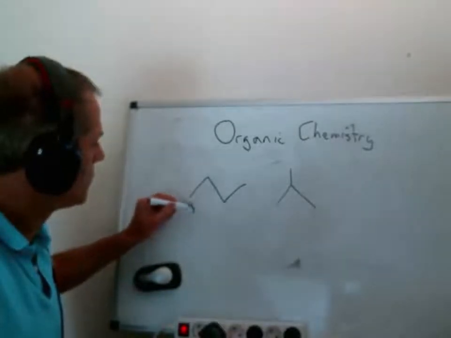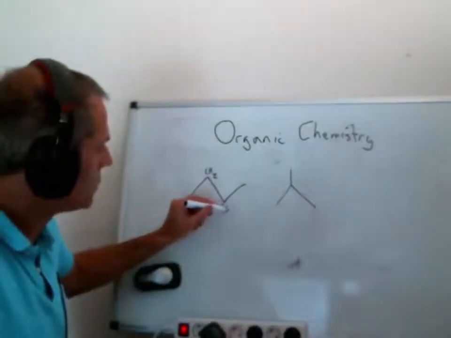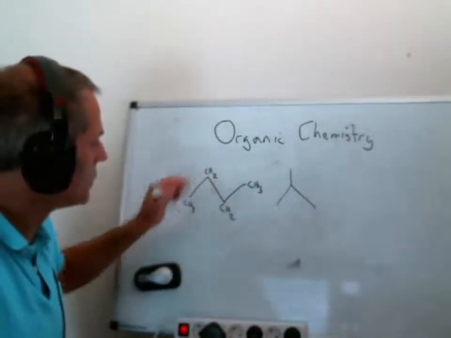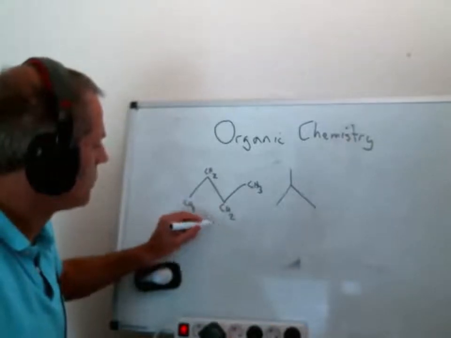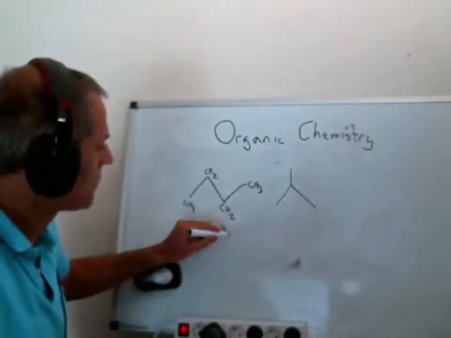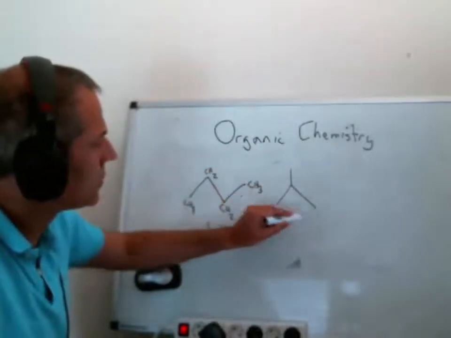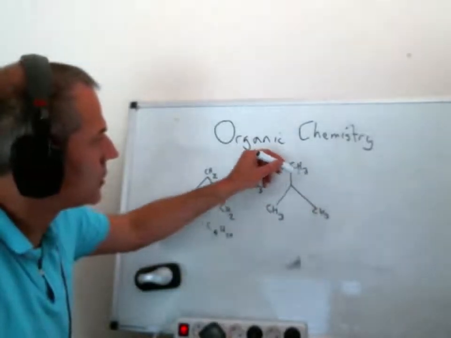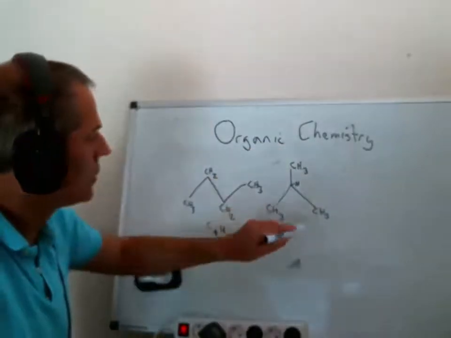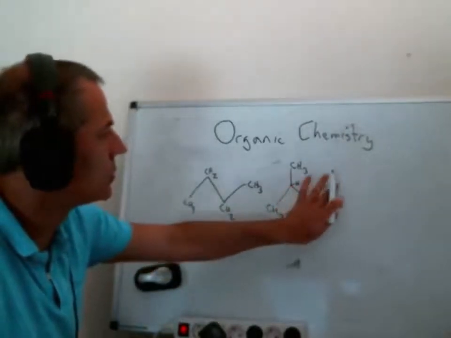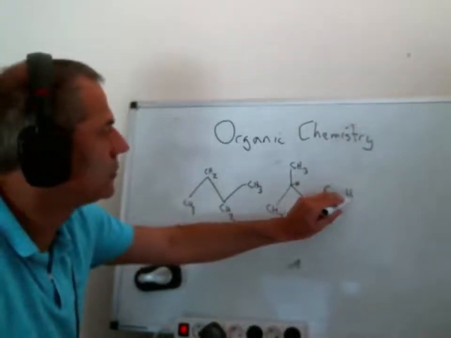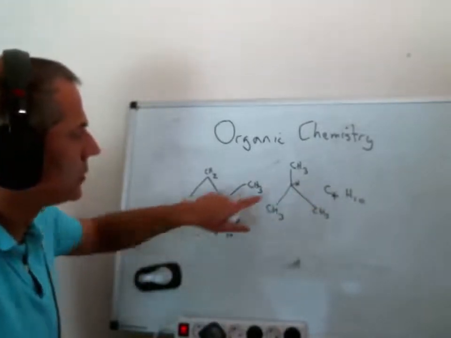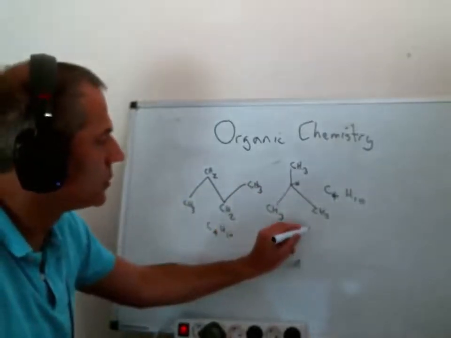CH3, CH2, CH2, CH3, giving us 3, 6, 7, 8, 9, 10, so it's C4H10, and this is 3 CH3s, giving us 9, and there's only one hydrogen on here, giving us also C4H10. Because there are no other isomers of butane, this can be called isobutane.